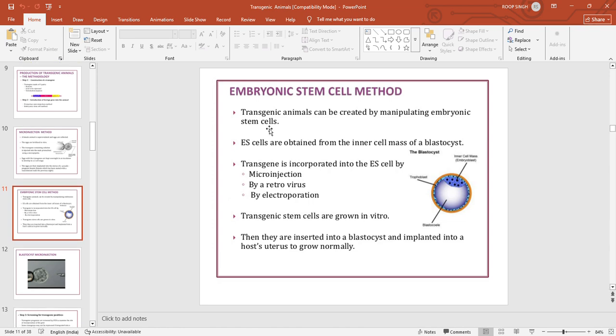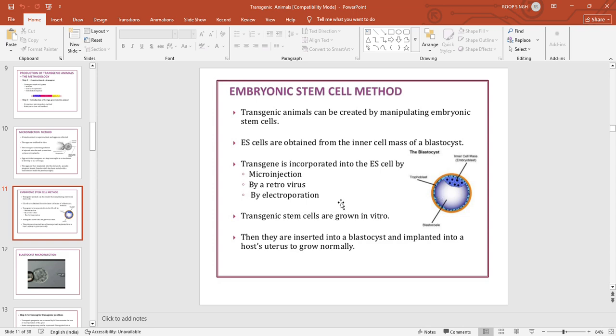So that was the pronucleus method. In the embryonic cell method, transgenic animals can be created by manipulating embryonic stem cells. Embryonic stem cells are obtained from the inner cell mass of a blastocyst, so that one can collect embryonic stem cells. Then the transgene is introduced into the embryonic cell by any of these methods: microinjection method, retrovirus method, or electroporation method. So any of these methods can be used to introduce the transgene into the embryonic stem cells.